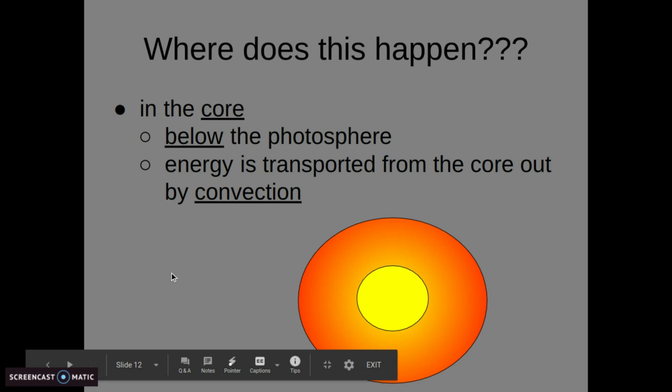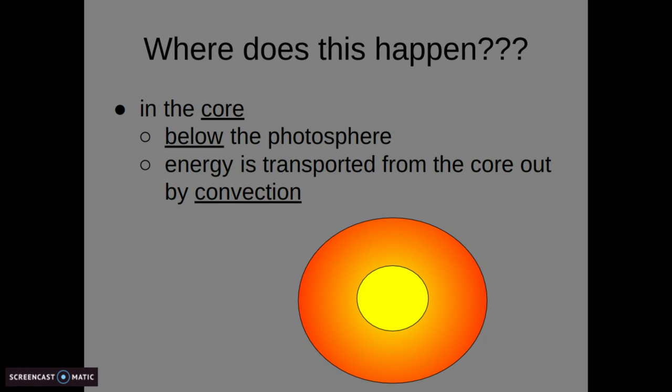And where it specifically happens, it happens in the core. So below the photosphere, which again is the surface of the sun, these processes are happening in the core, where the energy is transported out from the core after the process happens by convection, which is also what happens in the Earth's mantle, the convection process. So it's like a cycling of the material.